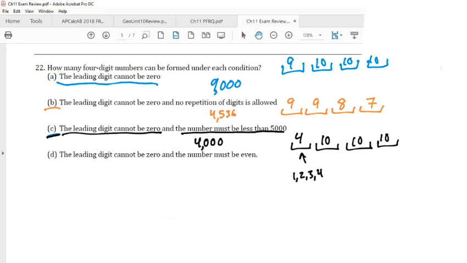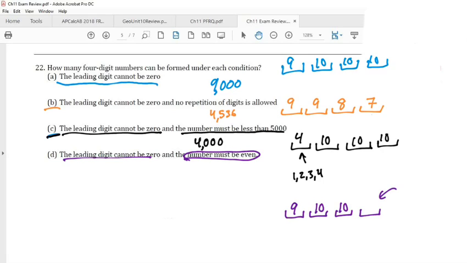And then our last one. We got the leading digit cannot be 0, same rule as before. The number must be even. Interesting. So which number in this digit determines whether or not it's even or odd? The last one. So the first one's going to be 9, and then we have 10, and then 10. Then the last one has to be even. How many even numbers are there?